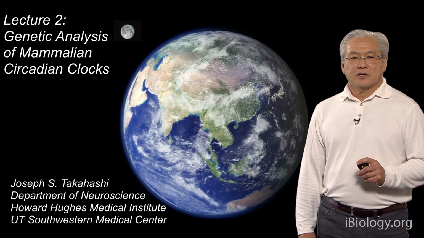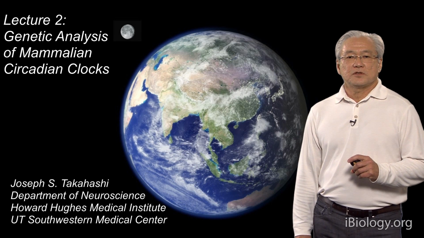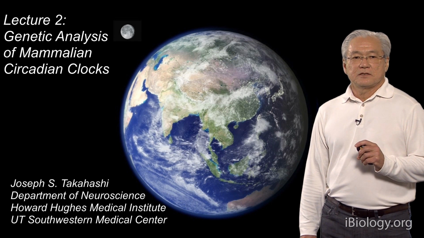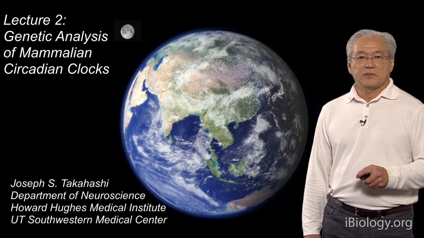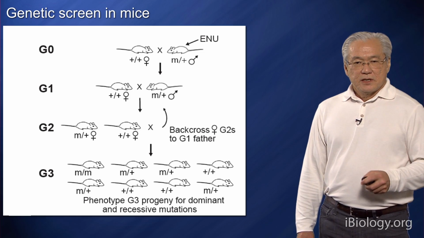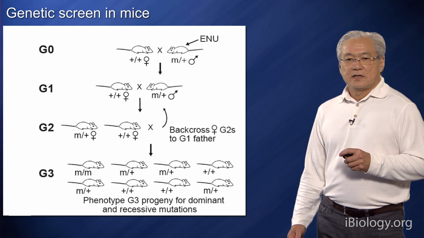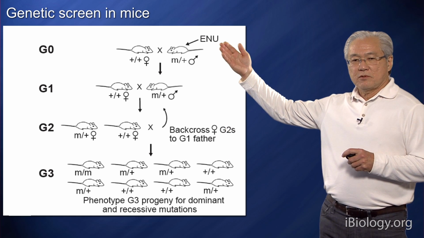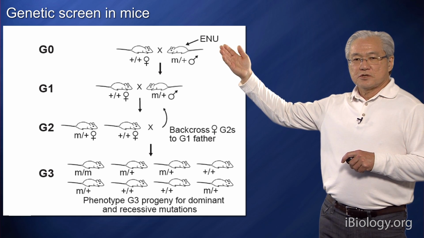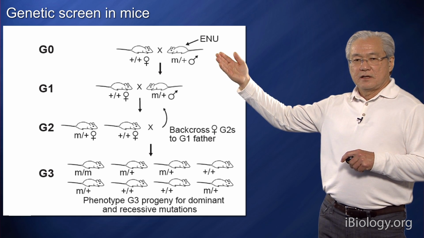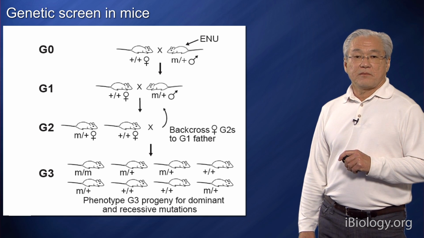And for this second lecture, what I'd like to do is to give you 3 examples of using genetics in the mouse to really discover genes that are involved in controlling circadian behavior. And so the way a genetic screen in a mouse is performed is to use a chemical mutagen such as ENU, or ethyl nitrosourea, which is used to treat a male mouse. That causes mutations in the germline of that mouse.